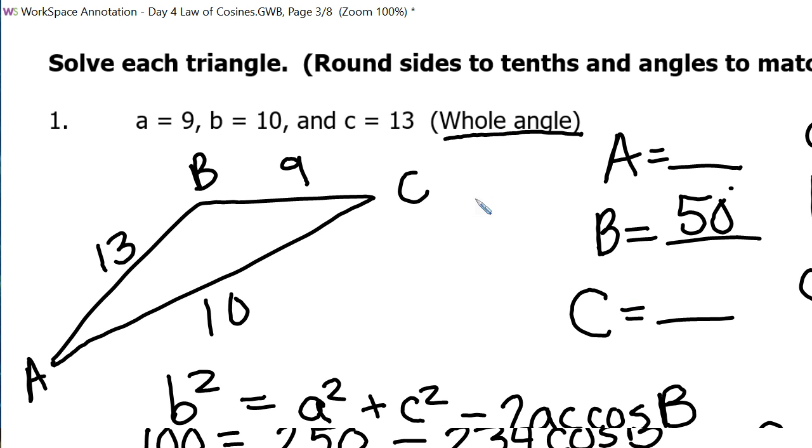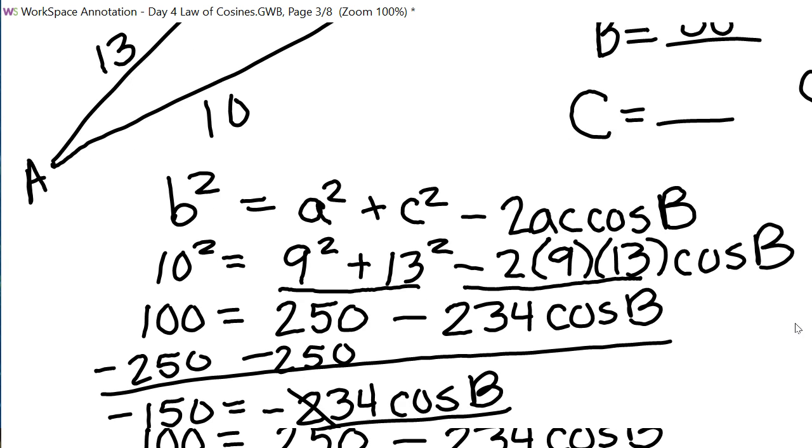Now, for angle C, I have to ask myself, is it possible for angle C to be obtuse? What does it mean to be obtuse? More than 90. Would it be possible for angle C to be more than 90 degrees? Yes, that could be legitimate, right? So if it's possible to have another angle that's more than 90 degrees, you have to use the law of cosine. That was that fourth bullet.